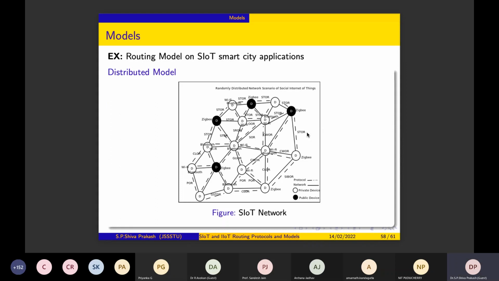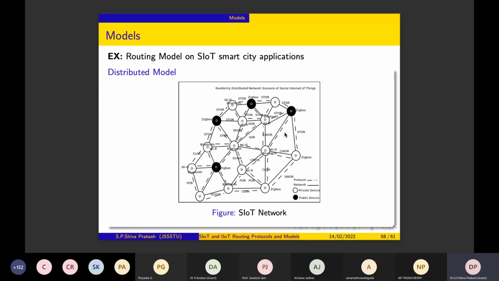Basically, take the example of a smart city application, which is a distributed environment, where several devices are distributed over a region, involving both public devices as well as private devices. Each device has a relationship with other devices. Each device can have various protocols enabled inside it. It can have Zigbee, Wi-Fi or Bluetooth, any type of protocol.